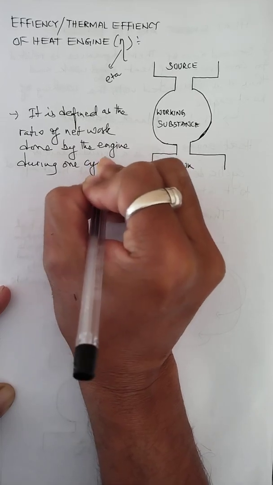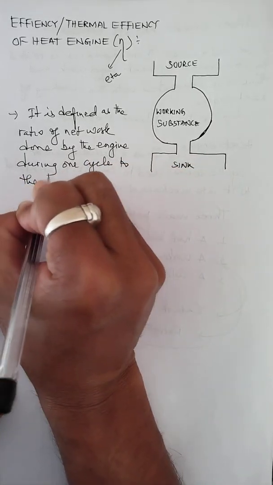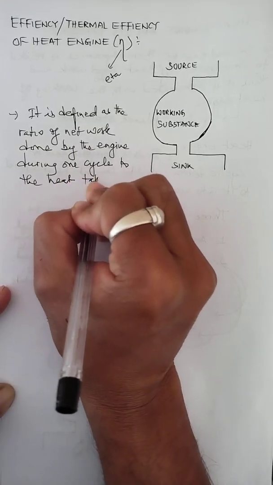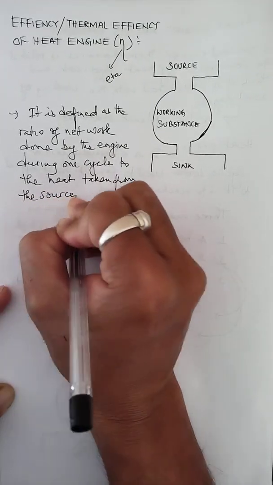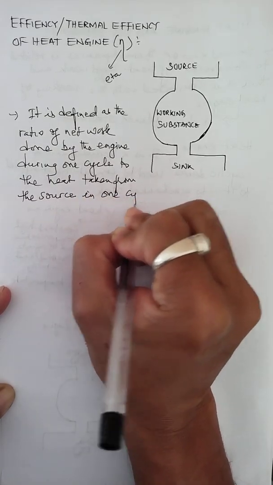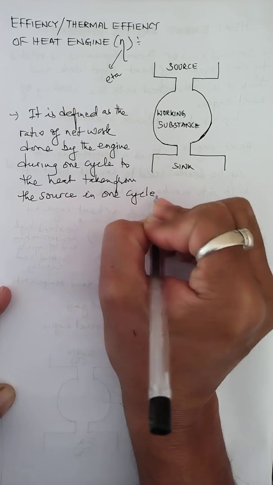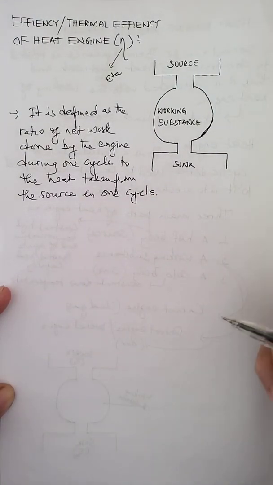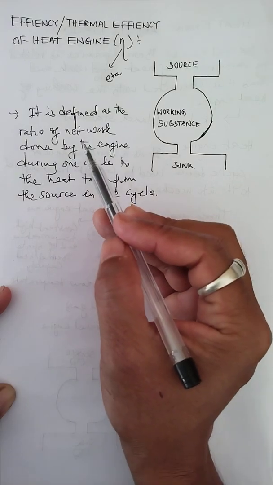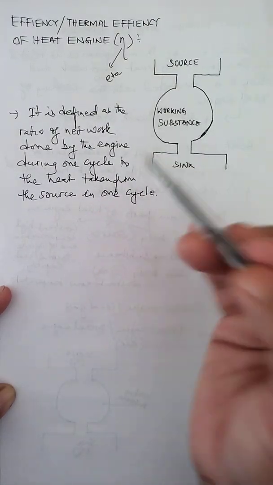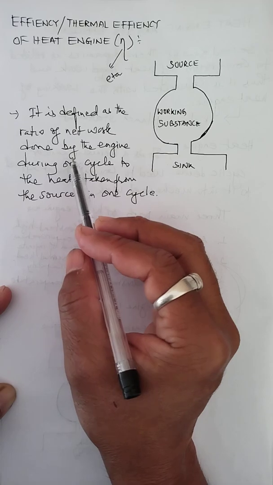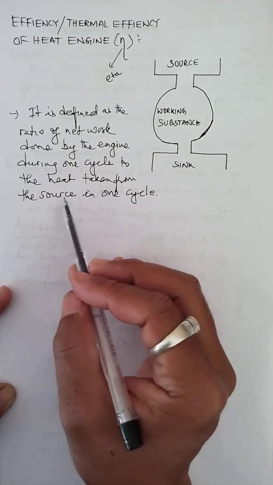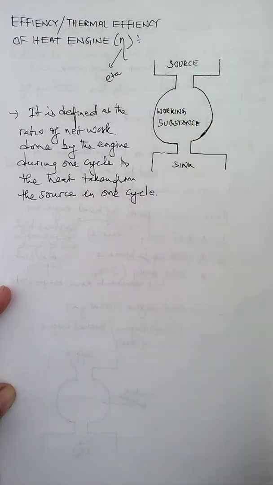to the heat taken from the source in one cycle. I am using the word cycle because a heat engine is a cyclic device. There are a number of cycles continuously repeated, and due to that the work is continuously obtained. But in every cycle some amount of heat is taken from the source, and some net work is done by the engine, and the ratio of the net work done during one complete cycle to the heat taken from the source in one cycle is called efficiency.